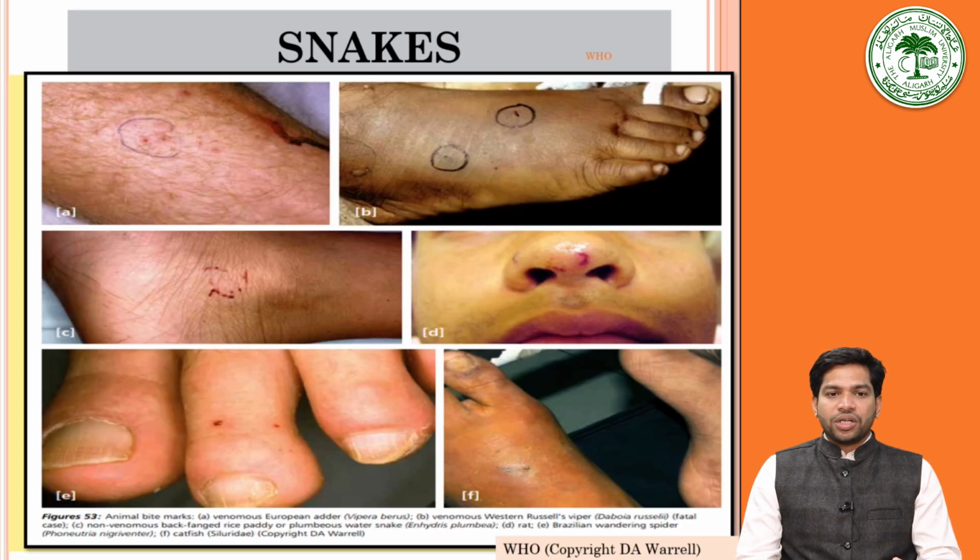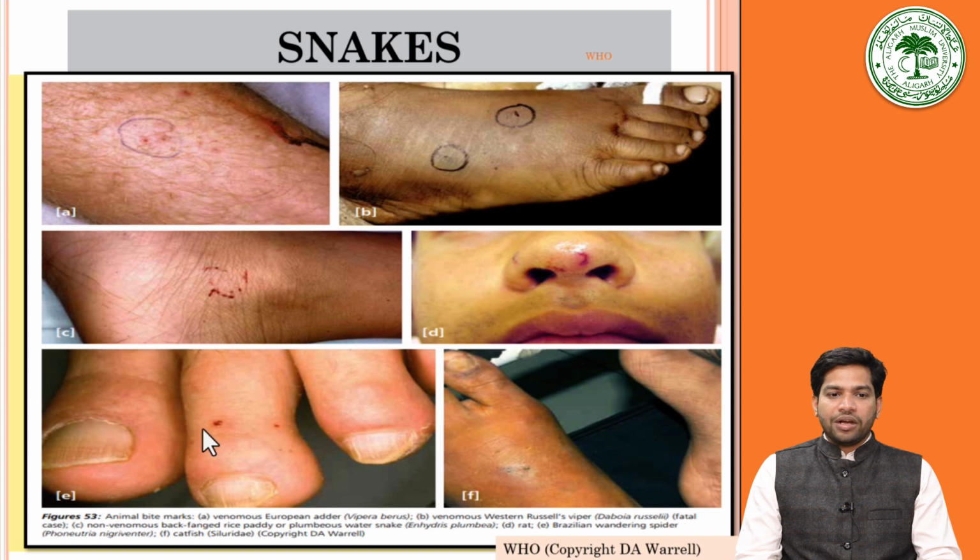Then here the picture is showing the different types of bite marks. This picture is of the venomous European adder snake. So you can see the two puncture marks. This is typical of any snake bite site. Here this is the western Russell's viper. This is another, with multiple bite marks. Then this is a non-poisonous snake bite mark, that is the water snake bite mark. Here the red bite mark, you can see here, this is an animal bite mark.